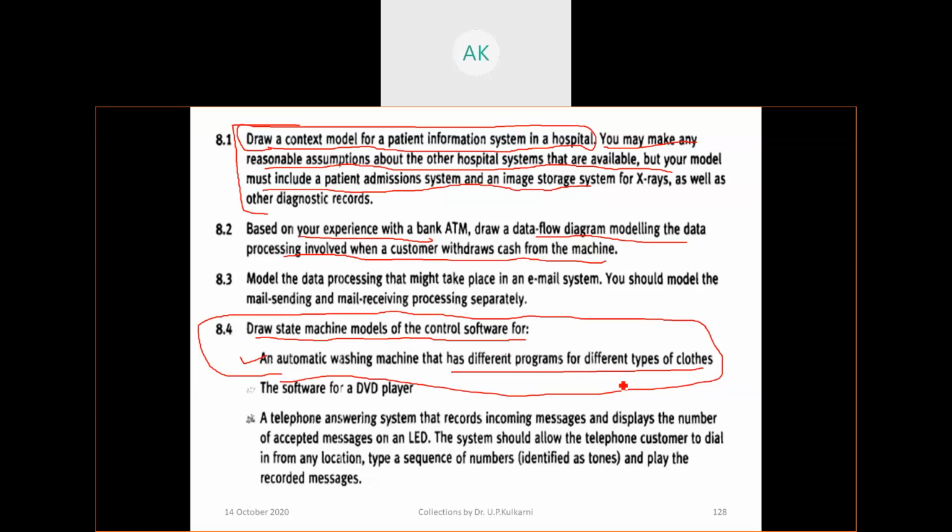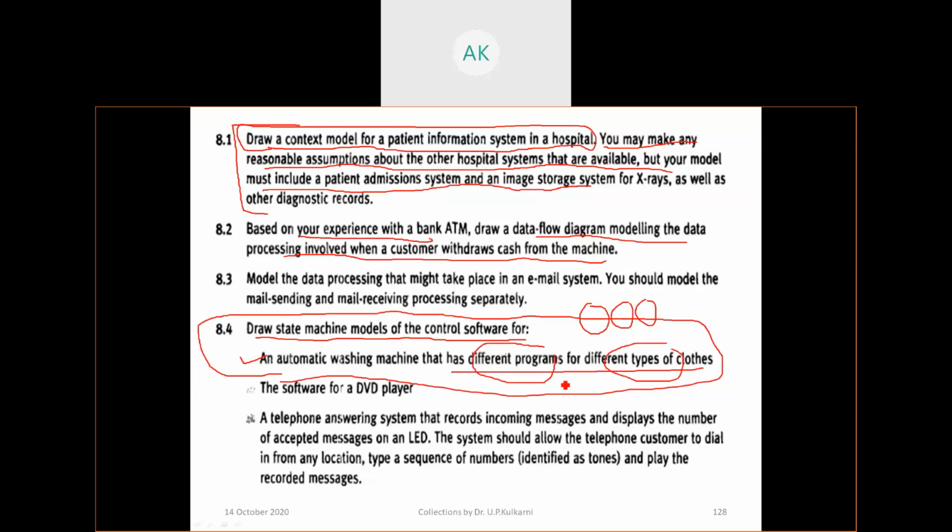Remember, unless you rewrite the problem statement, detailing what you understand from these different programs and different types of clothes, whatever state diagram you write will get a big zero. Remember, I'm telling you, a big zero, three zeros. Until you make clear the different programs, the different types of clothes, and your assumptions.